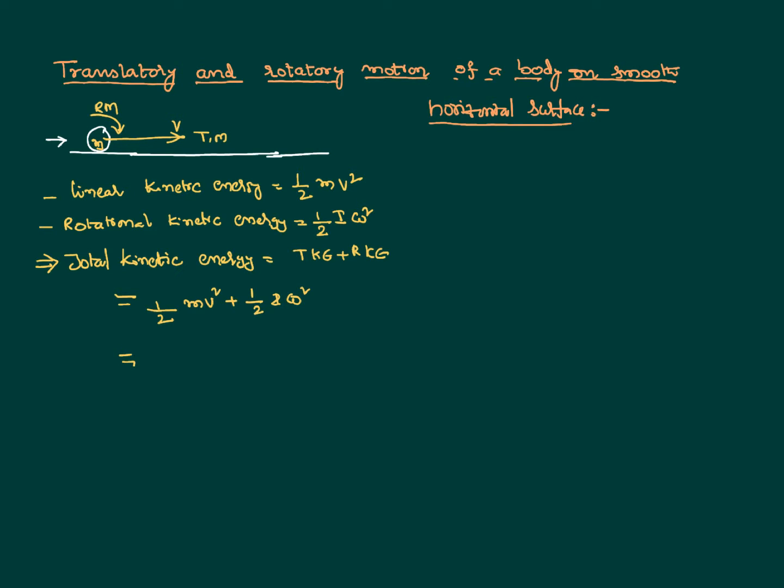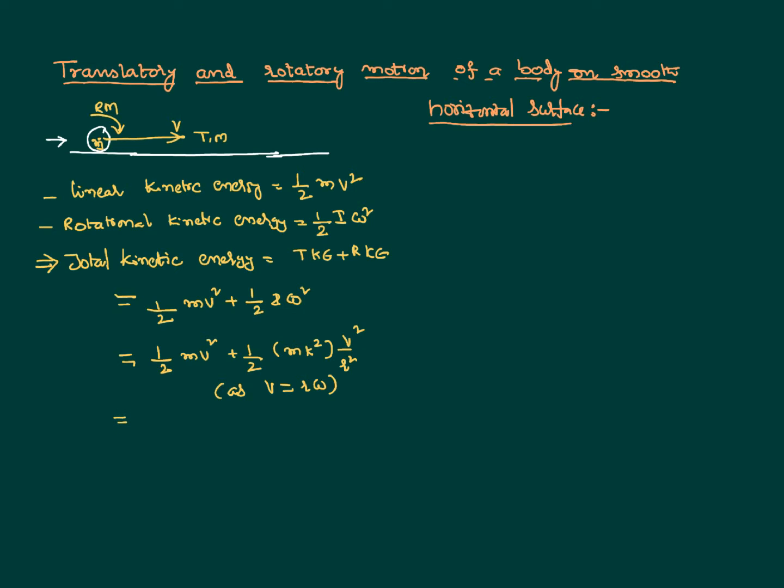Anyway, if you want to express the rotational kinetic energy also in terms of translational kinetic energy, we can write moment of inertia as mk square, where m is the mass of the body and k is the radius of gyration. That is the effective distance of the entire mass of the body from its axis of rotation, where the body is rotating about a given axis. And we can write v equal to r omega, we know the relation, omega equal to v by r, then omega square will be nothing but equal to v square by r square.